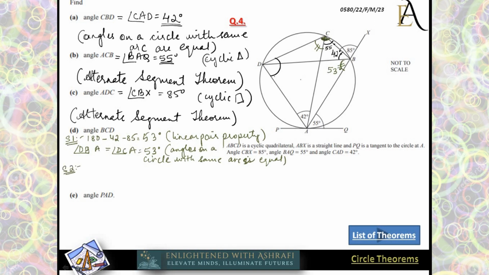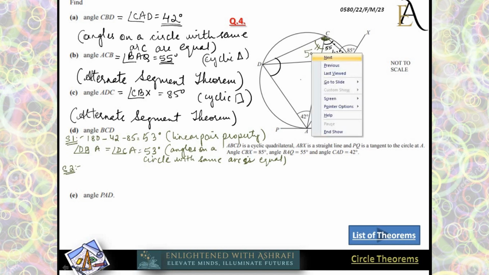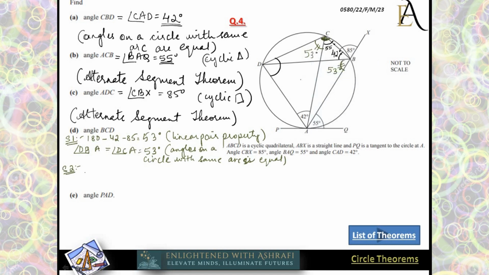Step 2, now let's add. Angle BCD is equal to angle DCA plus angle ACB, which is equal to 53 plus 55, which is equal to 108 degrees. Okay, now the last one, that is PAD.